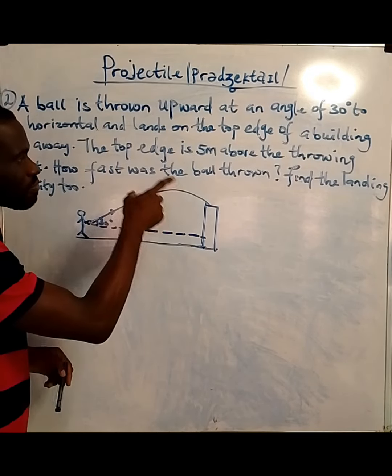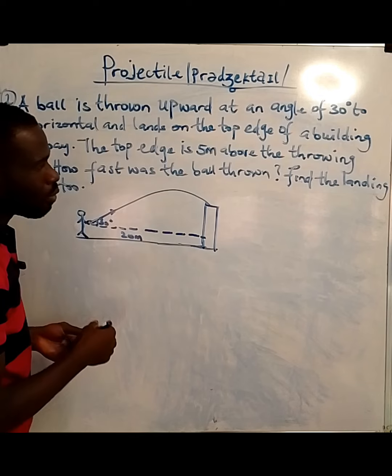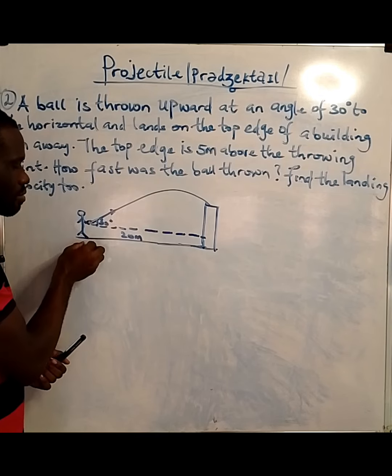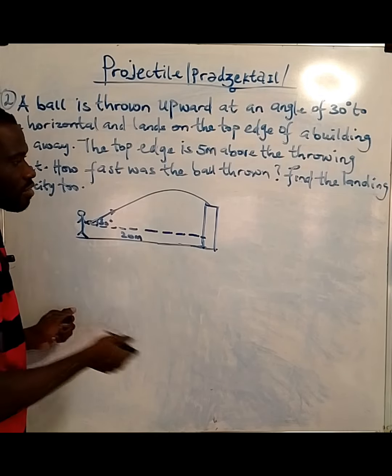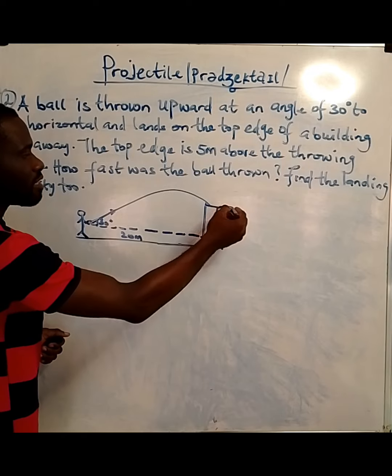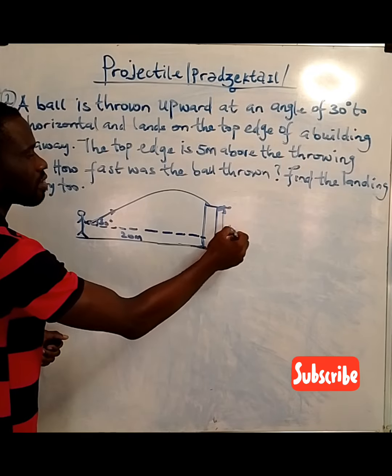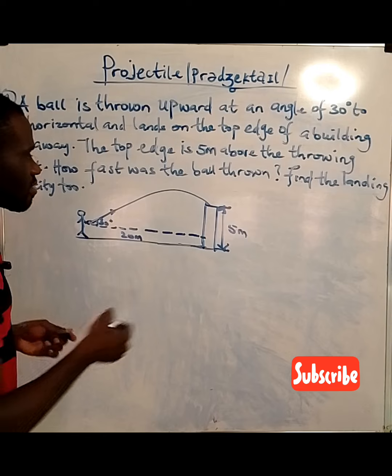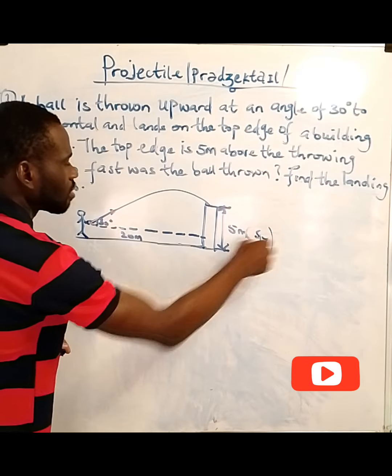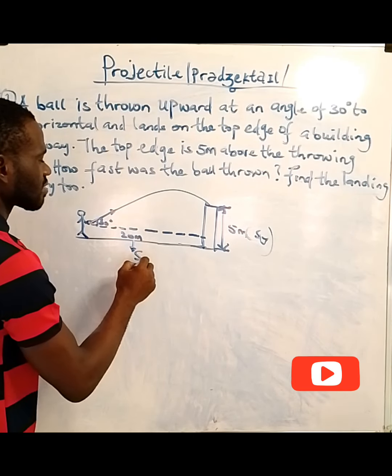The top edge of the building is 5 meters above the throwing point. Now this is the throwing point on the level ground. So the top edge of this building is 5 meters above the throwing point. So this is the distance along the y-axis, and there's the distance along the x-axis.